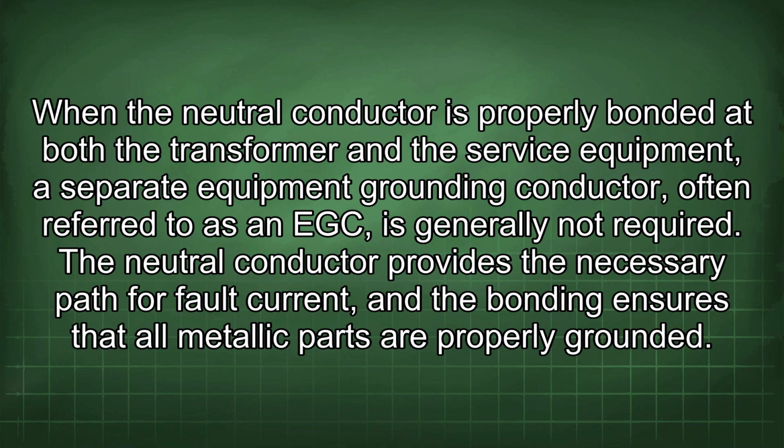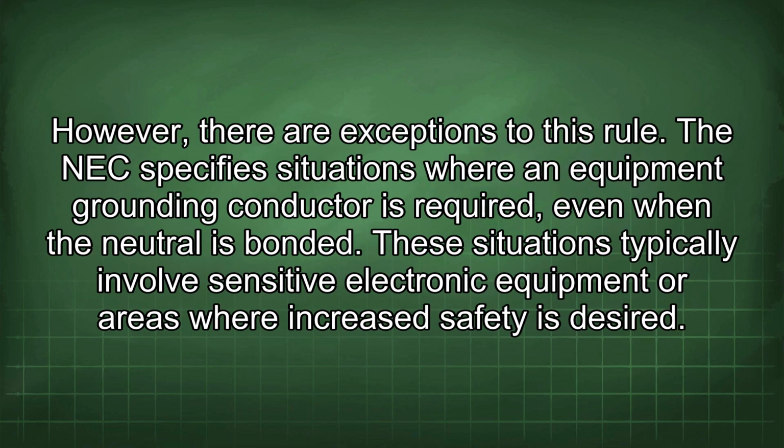When the neutral conductor is properly bonded at both the transformer and the service equipment, a separate equipment grounding conductor, often referred to as an EGC, is generally not required. The neutral conductor provides the necessary path for fault current, and the bonding ensures that all metallic parts are properly grounded. However, there are exceptions to this rule.